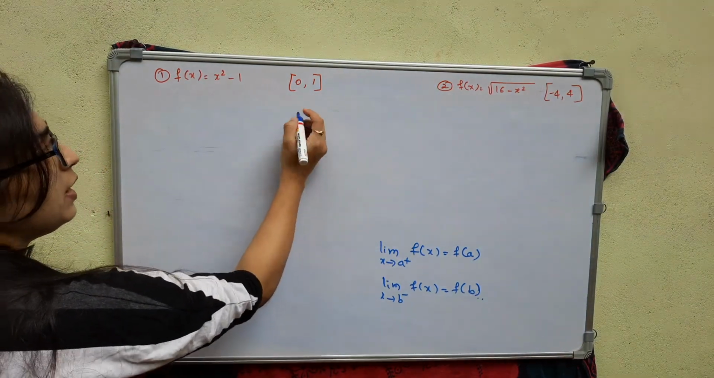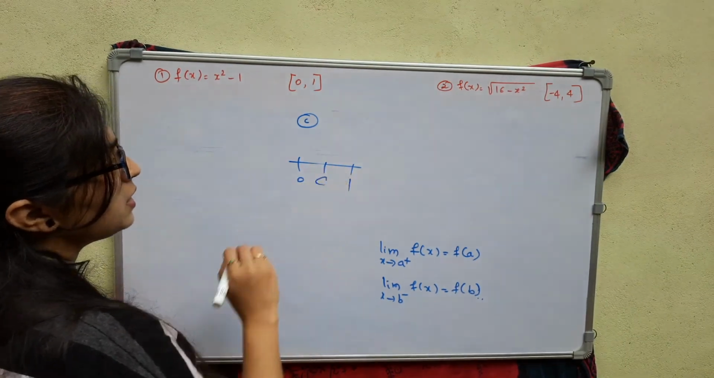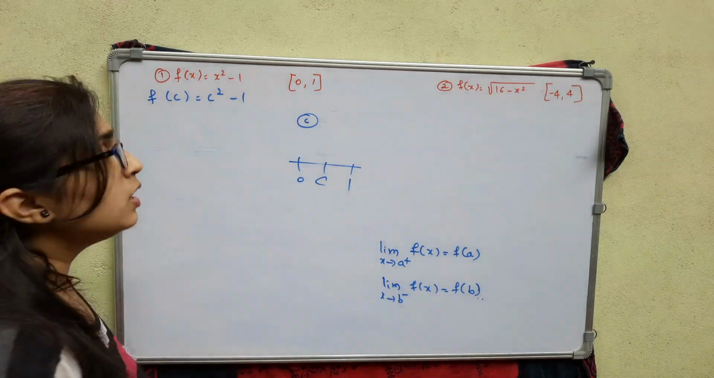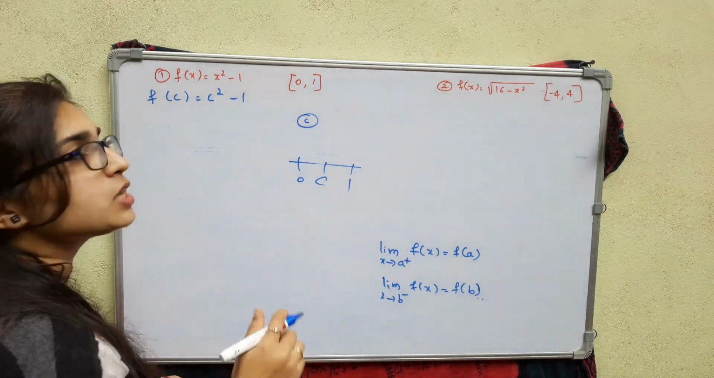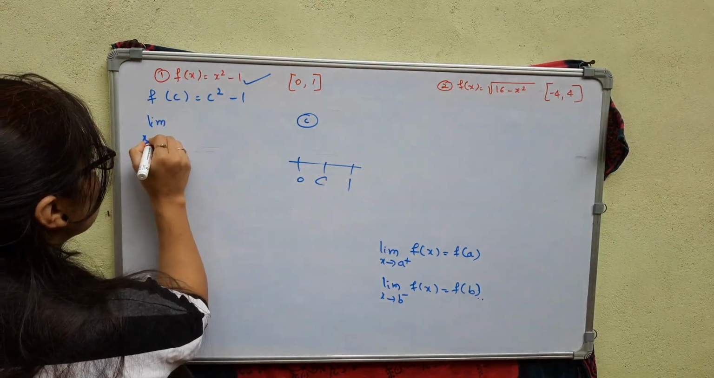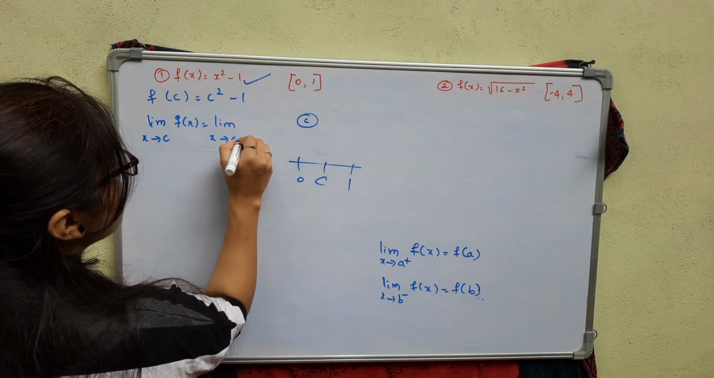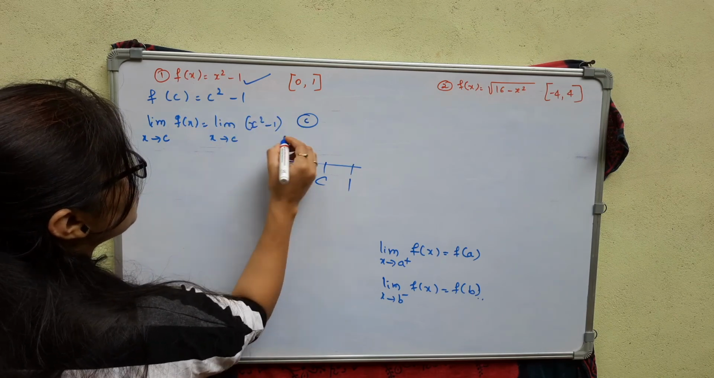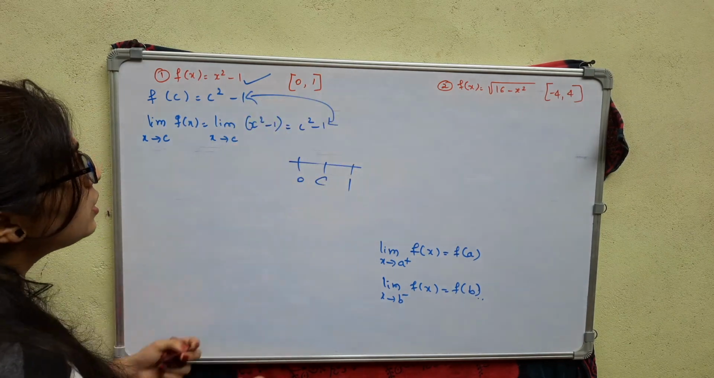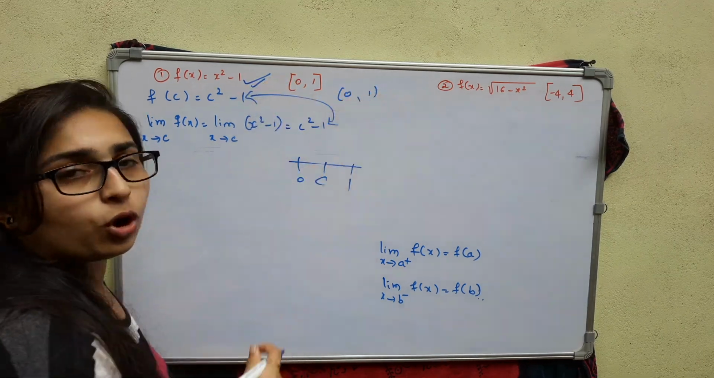In this interval, between 0 and 1, I will consider a point c. So f of c will be equal to c square minus 1. This is a polynomial function, x square minus 1, so obviously it will be continuous. The limit as x approaches c of f of x is equal to the limit as x approaches c of x square minus 1, that is equal to c square minus 1. So these are equal, right? So we can say this is continuous in the open interval (0, 1).